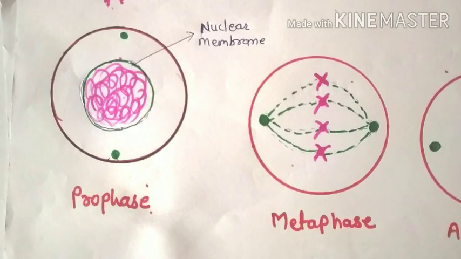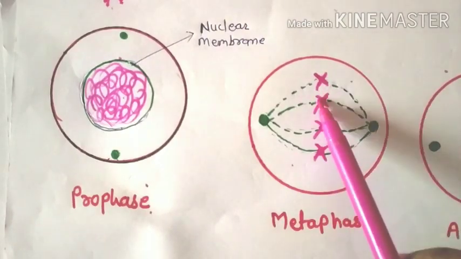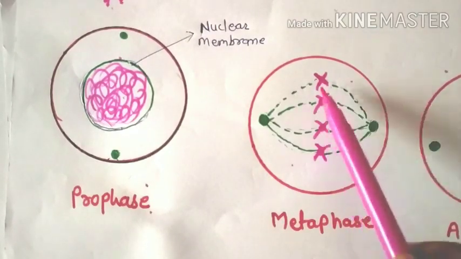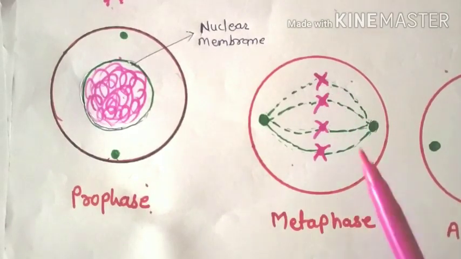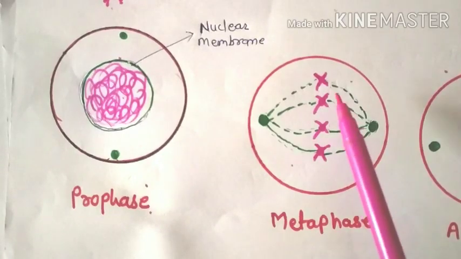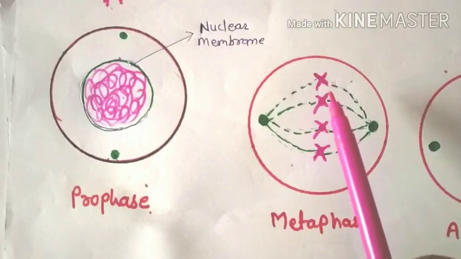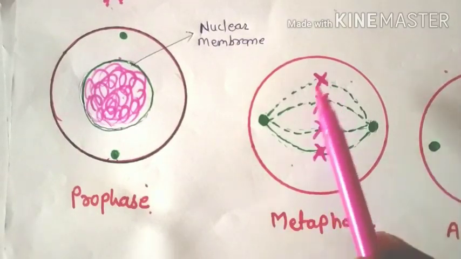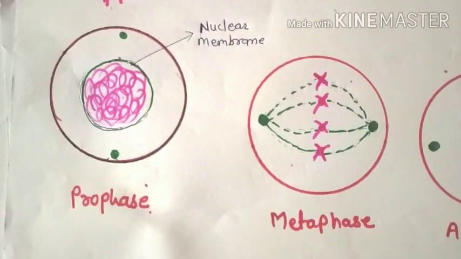The chromosomes complete their condensation and appear clearly along with the sister chromatids. See, these are the sister chromatids. The condensation completes, and the chromosomes are arranged at the equatorial plane. This is a peculiar feature of the metaphase. If we observe the slide and see the chromosomes present at the equatorial plane, then we can say that this is a metaphase.